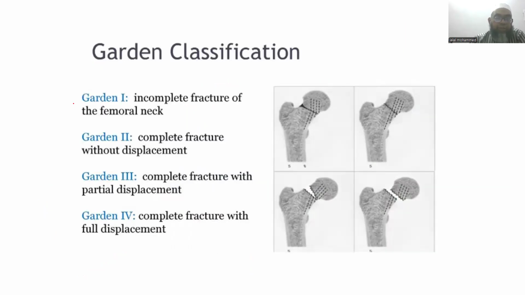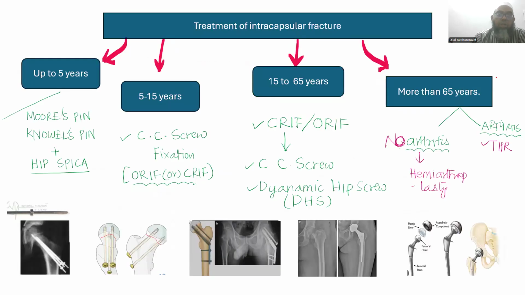Then the last classification is Garden's classification. It depends on the arrangement of trabeculae. So if the trabeculae are kinked, it is an incomplete fracture, grade 1. Then there is a complete fracture with aligned trabeculae, and grades 2, 3, and 4 are complete fractures, up to full displacement of the trabecular arrangement.